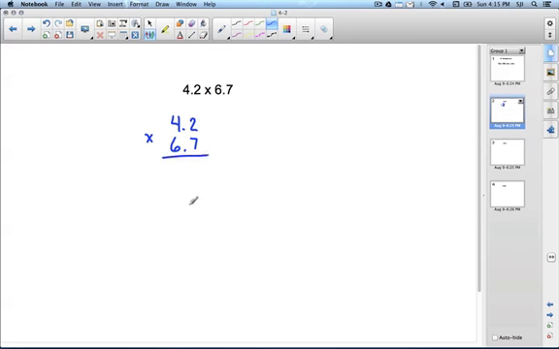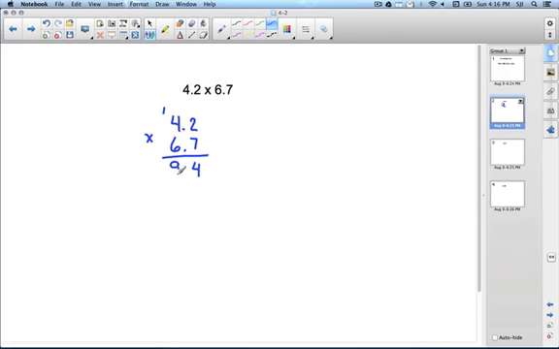And we're going to go through and multiply. Notice I just lined them up so that they all lined up over here in the right hand column. So I'm just going to go through and multiply. 7 times 2 is 14. 7 times 4 is 28, plus 1 is 29.